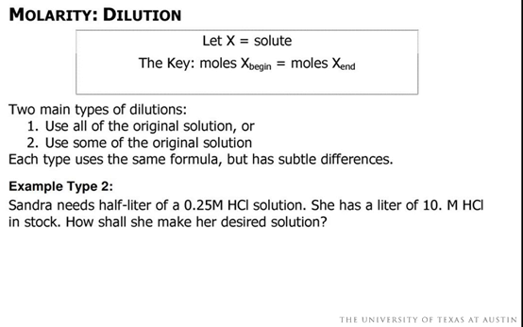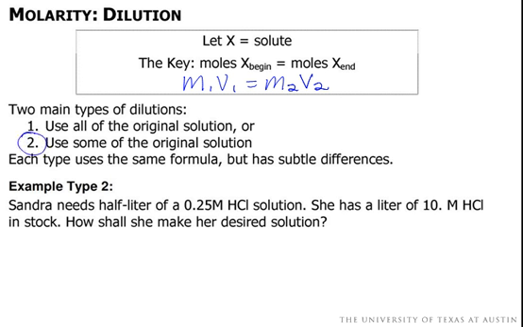For dilution calculations, the key is really to recognize that we're just adding solvent so that the moles of solute that we end up with equals the moles of solute that we begin with, and we get the very familiar equation M1V1 equals M2V2. As I mentioned before in part 1, there are two main types of dilutions.